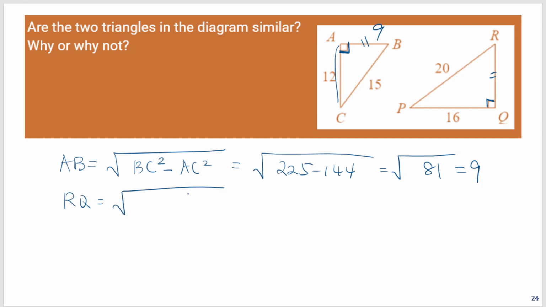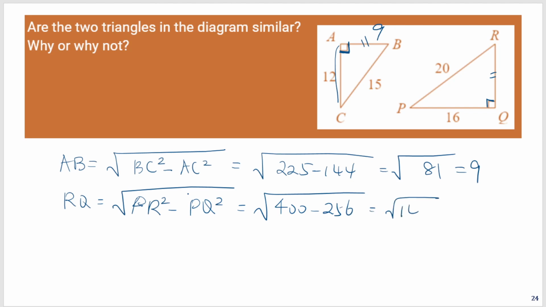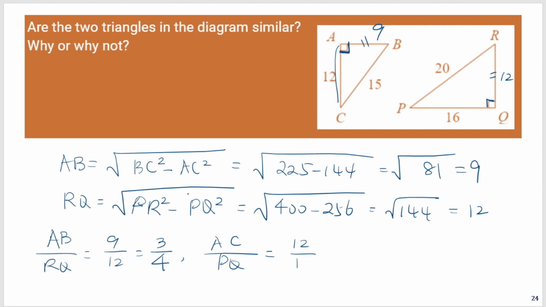And RQ equals square root of PR squared minus PQ squared, which is 400 minus 256, which is square root of 144, and this gives us 12, right? And then you need to check whether the corresponding sides are proportional. AB over RQ is 9 over 12, which is 3 over 4, right? And AC over PQ is 12 over 16, which is also 3 over 4. That equals AB over RQ, right?